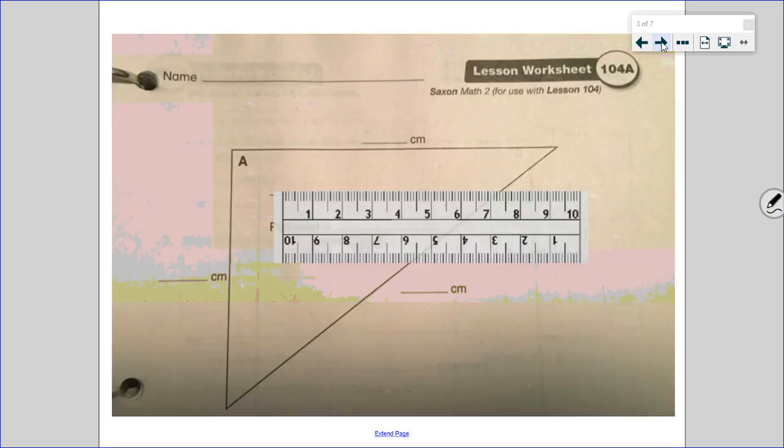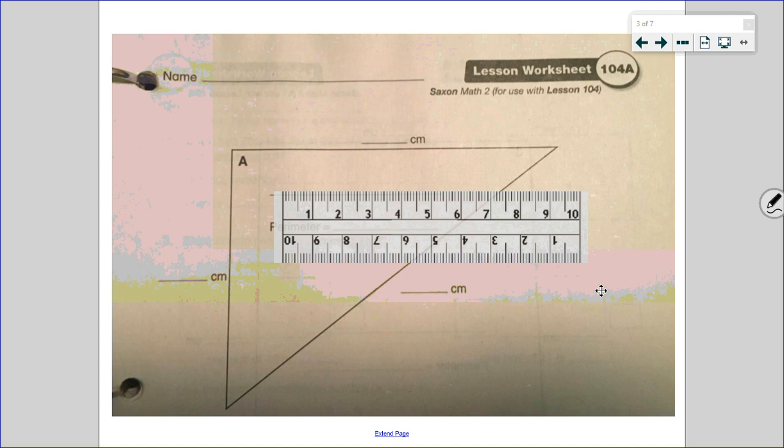Great job. Now, I want you to get your lesson worksheet out, lesson worksheet 104. You will see a big triangle. Make sure you have that with your ruler that you are using. You can use your red math folder if you need to. It has a centimeter ruler on the back side of it. And we're going to measure this together so I can make sure you understand about perimeter.